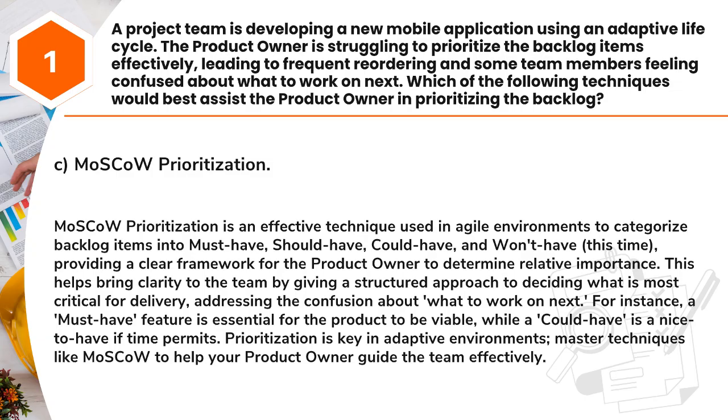For instance, a must-have feature is essential for the product to be viable, while a could-have is a nice-to-have if time permits. Prioritization is key in adaptive environments. Master techniques like MoSCoW to help your product owner guide the team effectively.